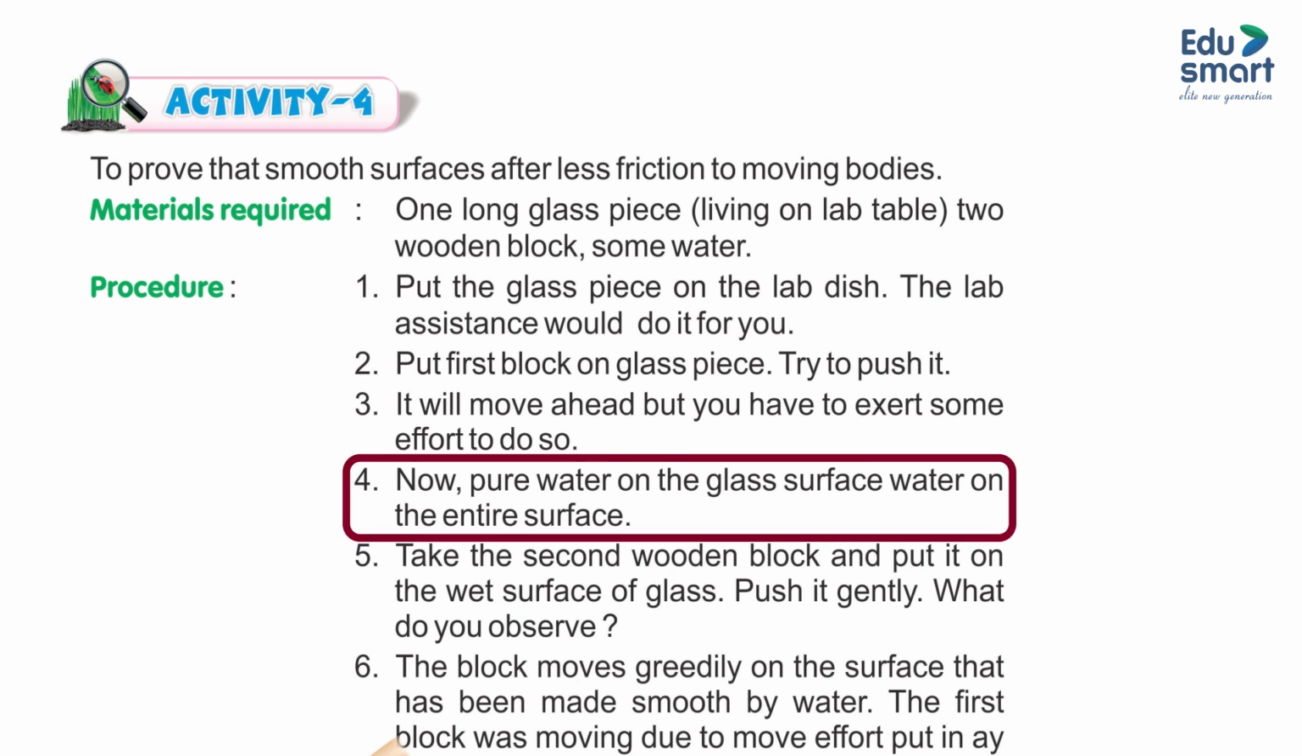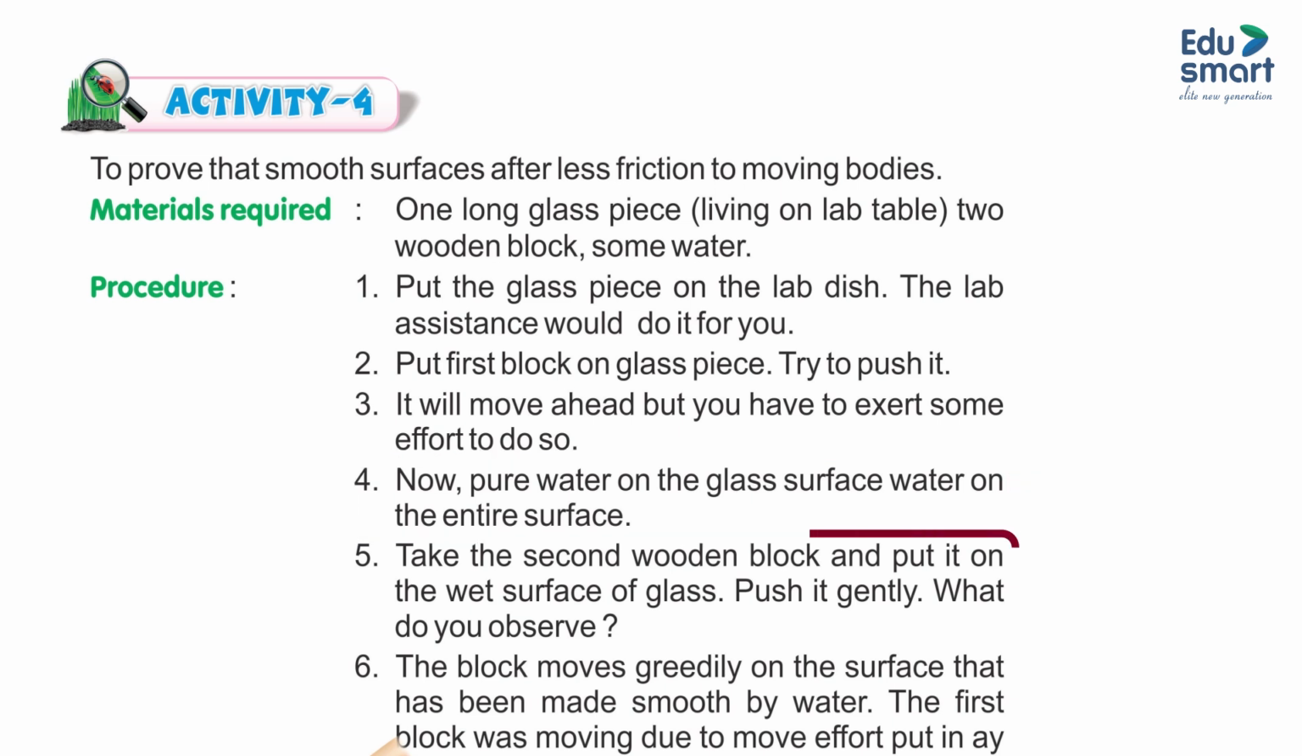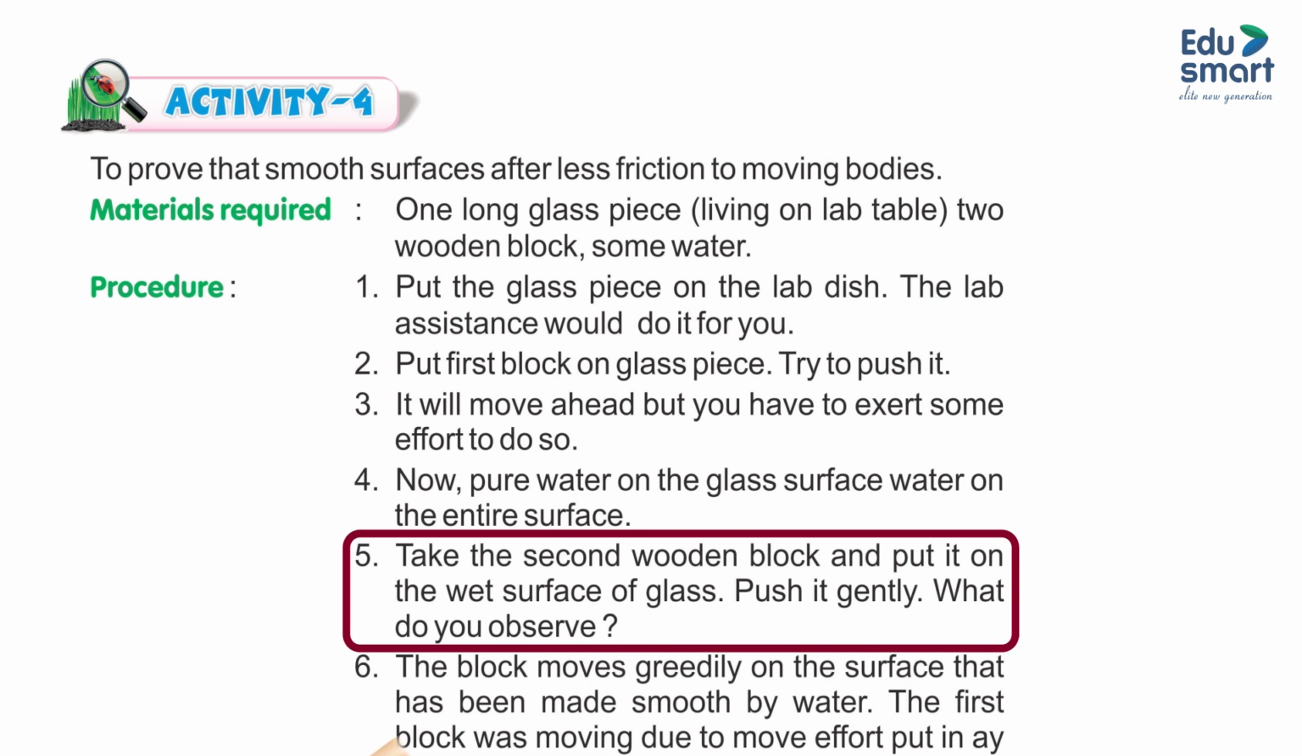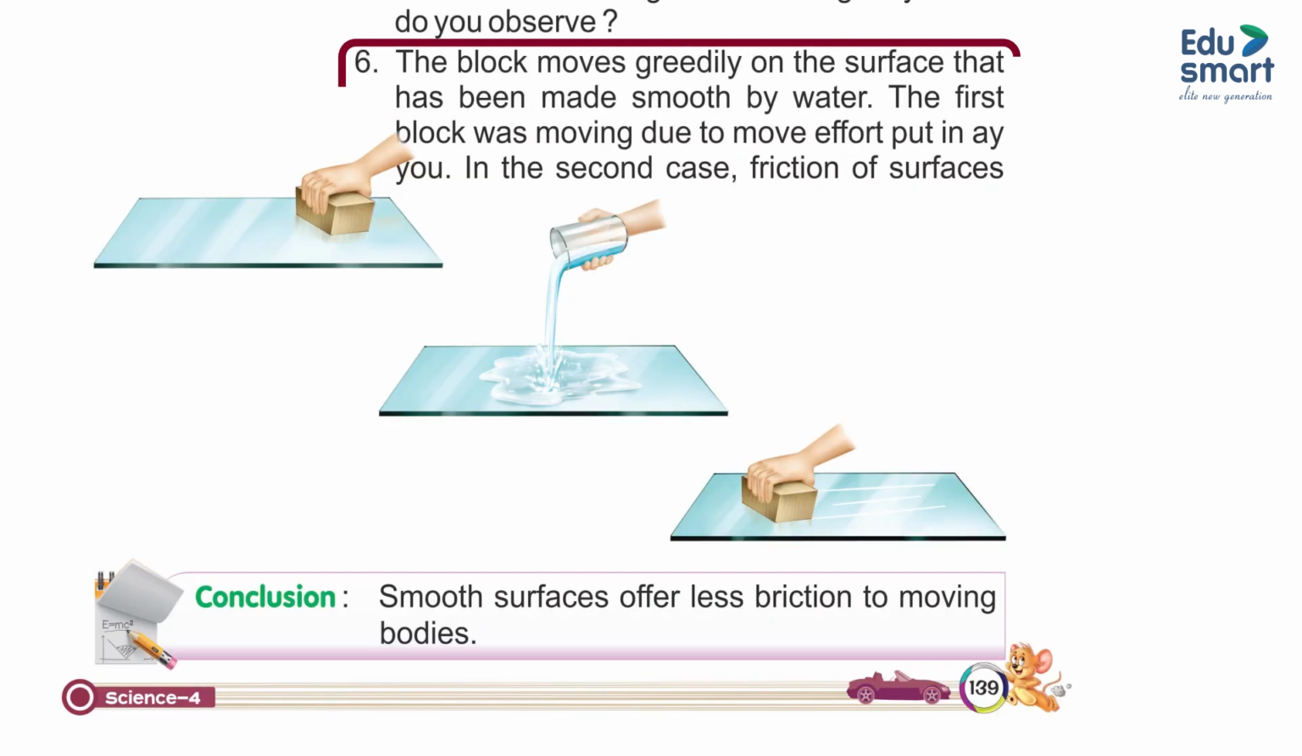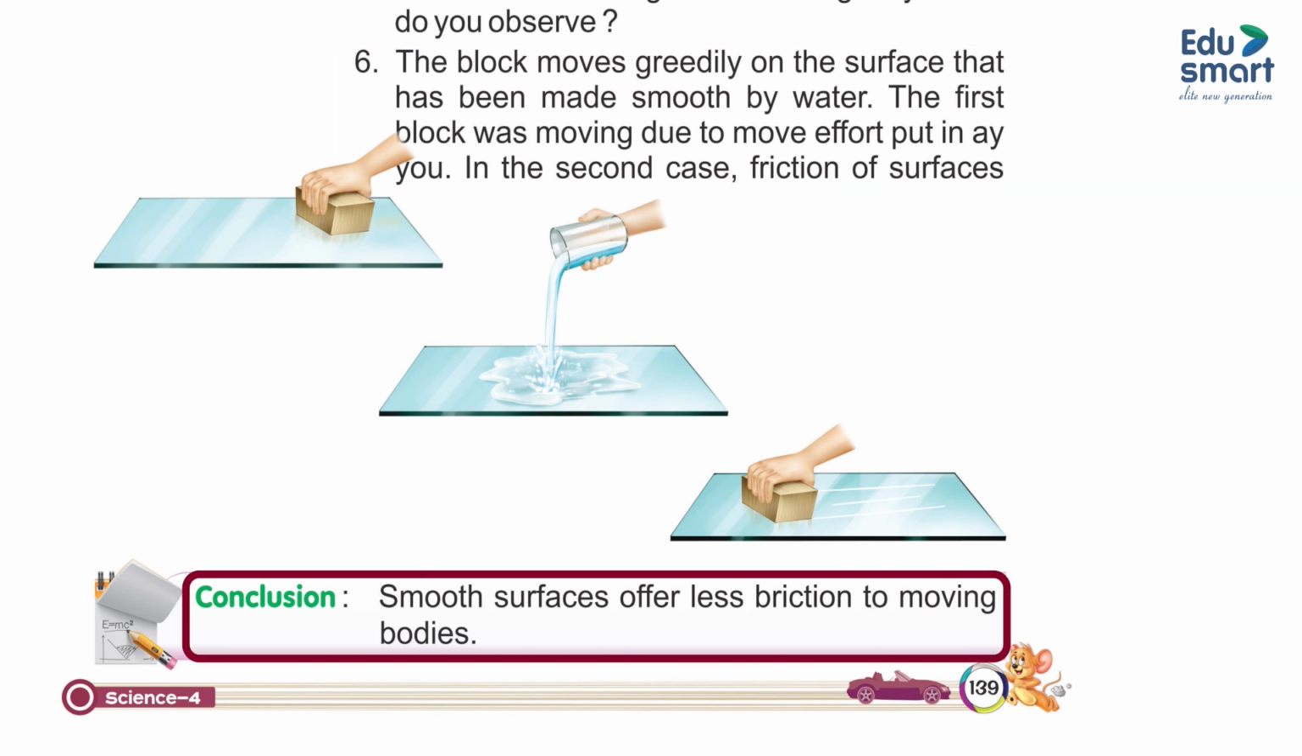4. Now pour water on the glass surface, on the entire surface. 5. Take the second wooden block and put it on the wet surface of the glass. Push it gently. What do you observe? 6. The block moves gradually on the surface that has been made smooth by water. The first block was moving due to more effort put in. In the second case, there is less friction on the surface. Conclusion: smooth surfaces offer less friction to moving bodies.